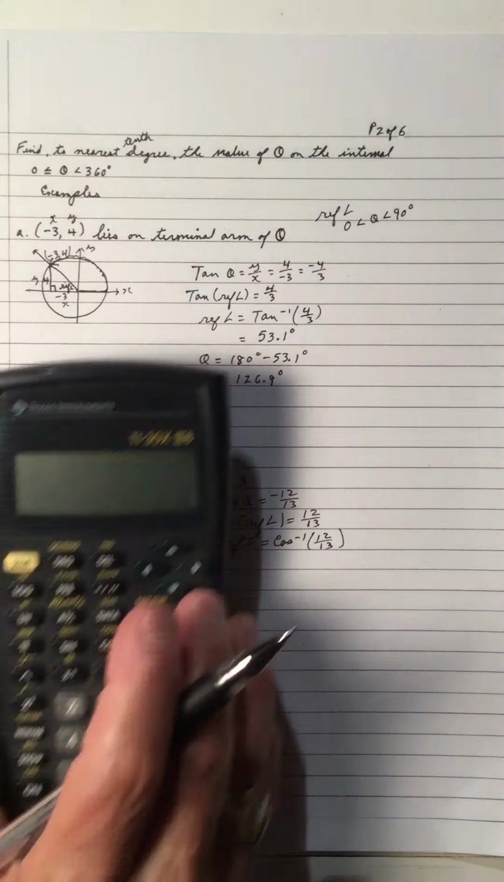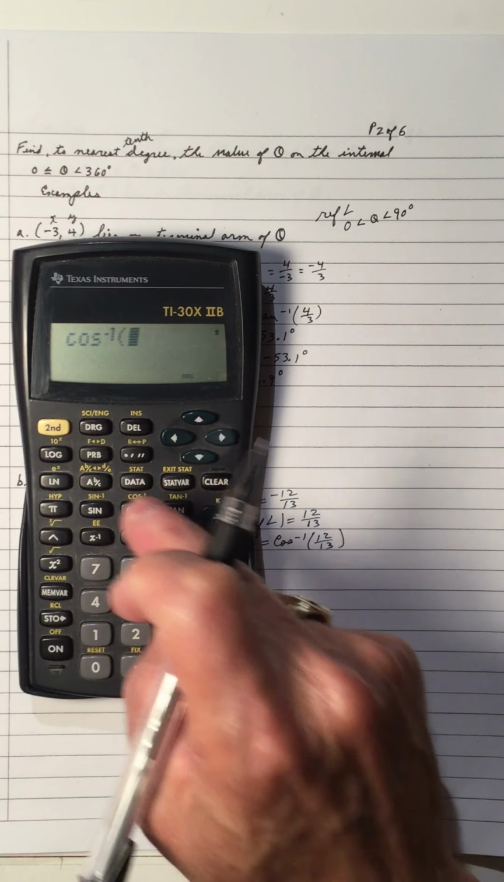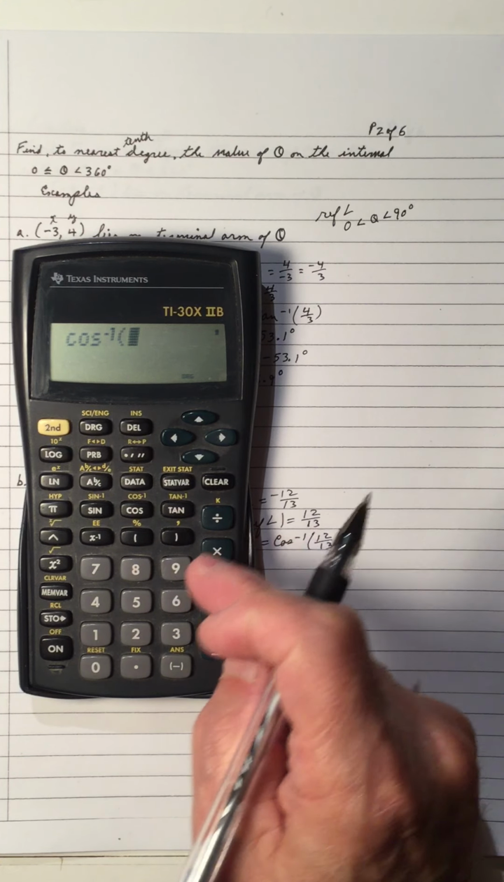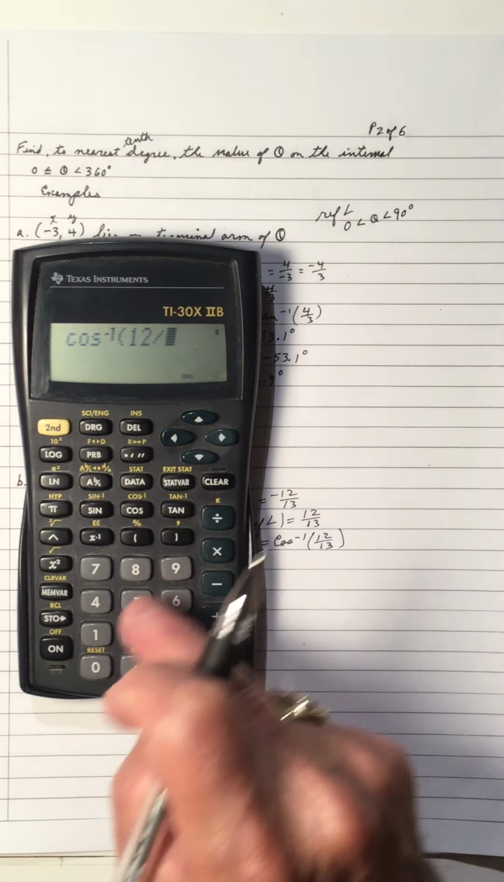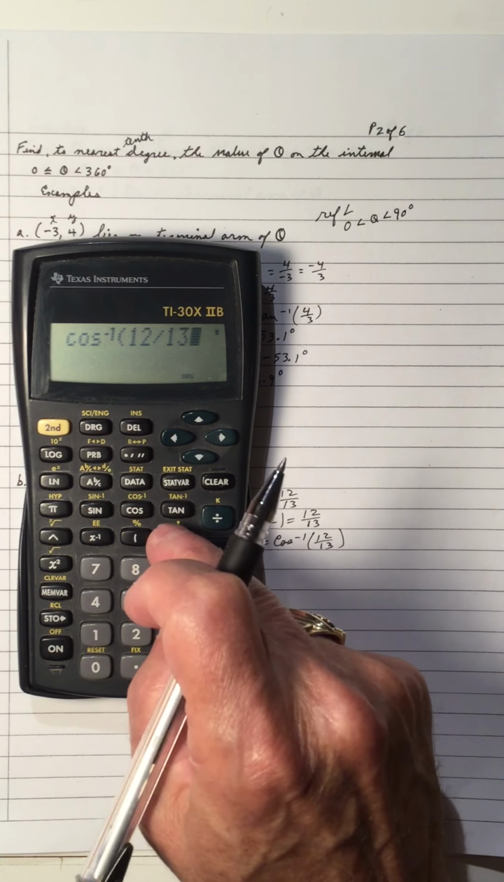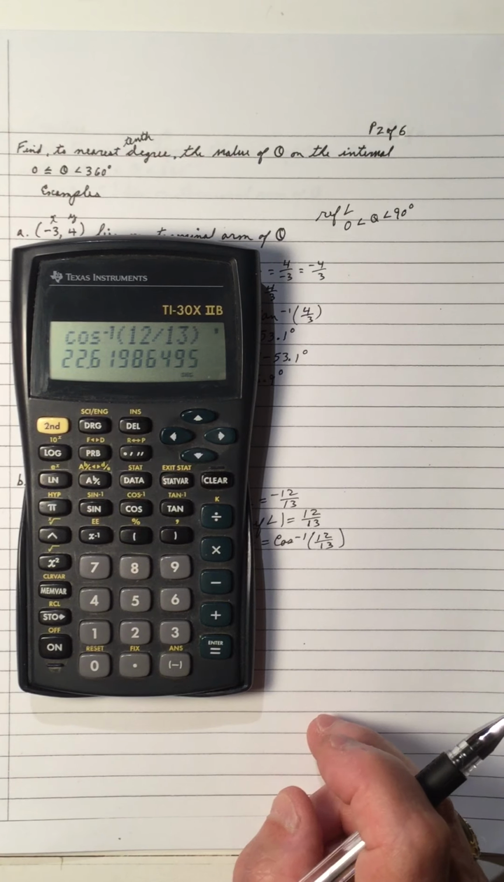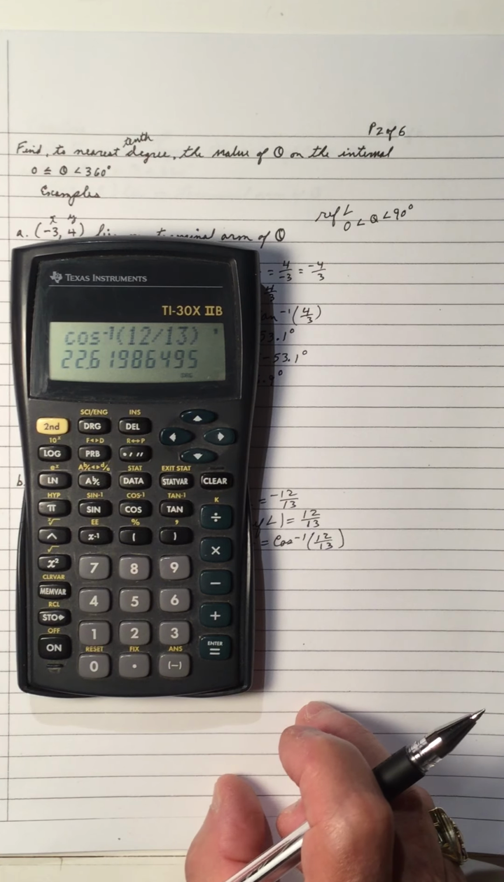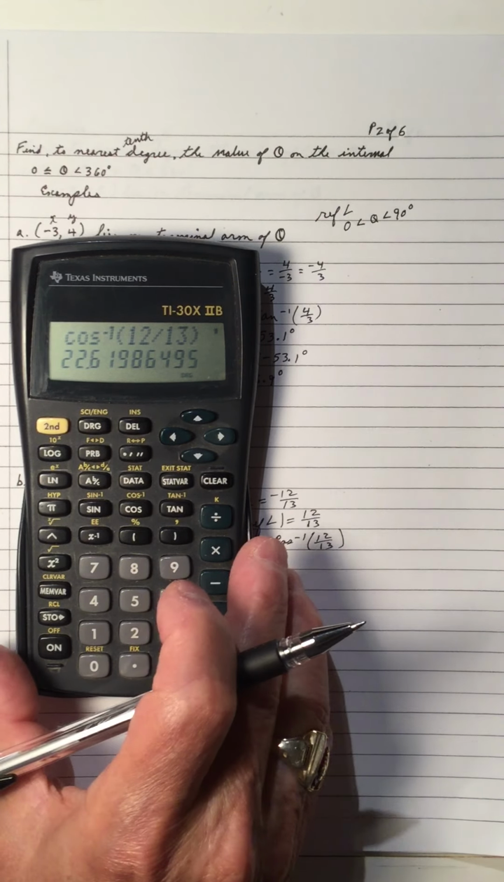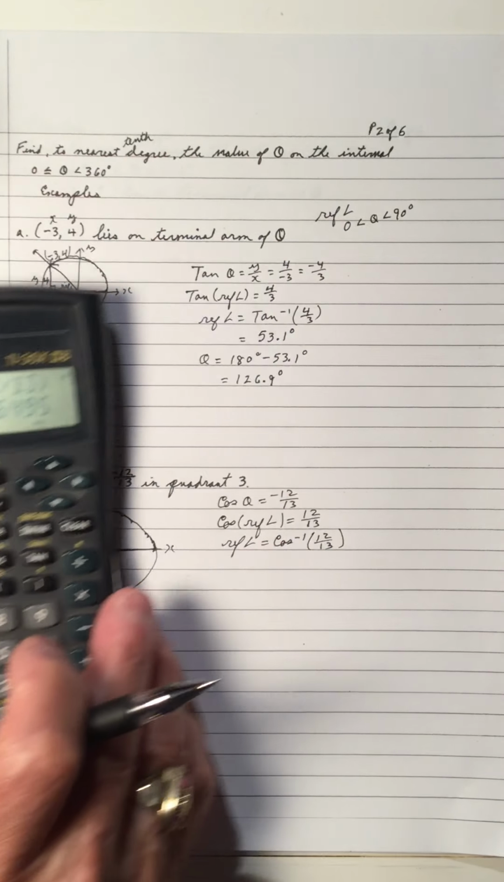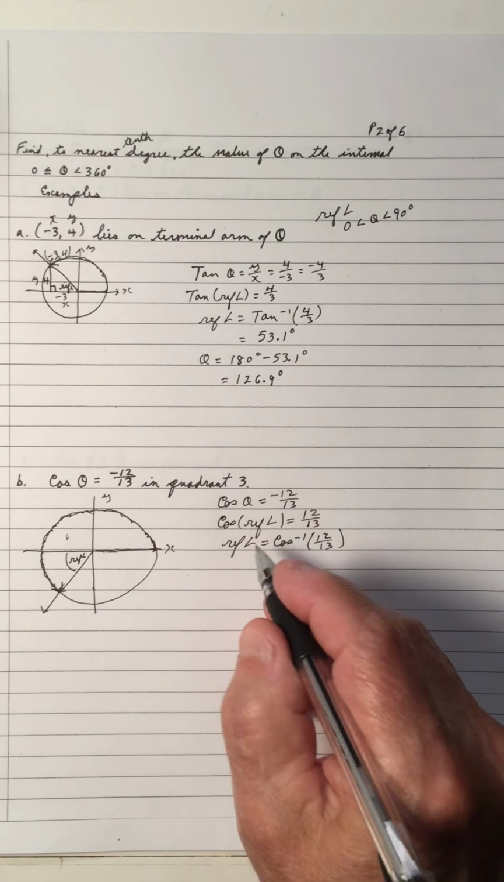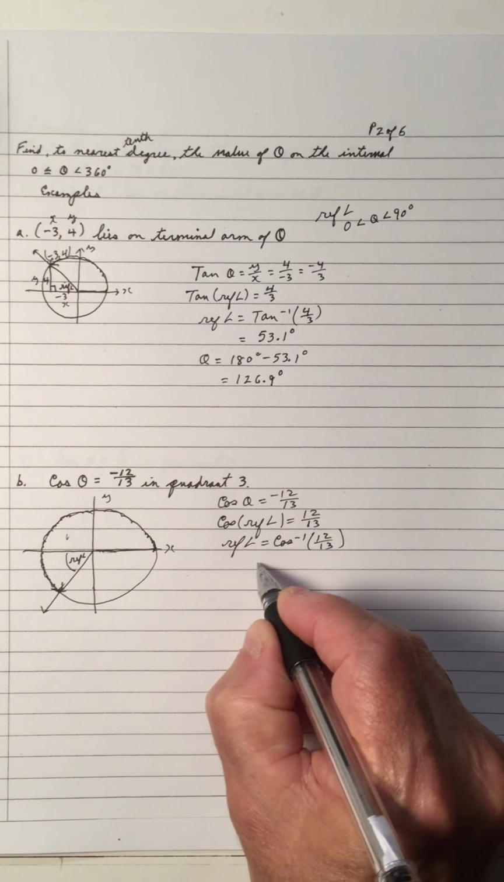Here we go. Here's the calculator. I got it on. So I have to go inverse cos, because I'm looking for the angle, of 12 division 13, close it off with a bracket, and I'll get 22.6 to the nearest tenth. So 22.6.